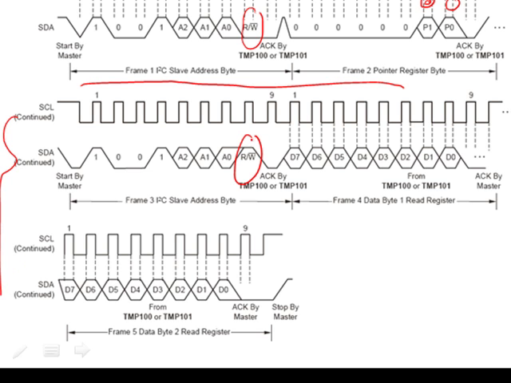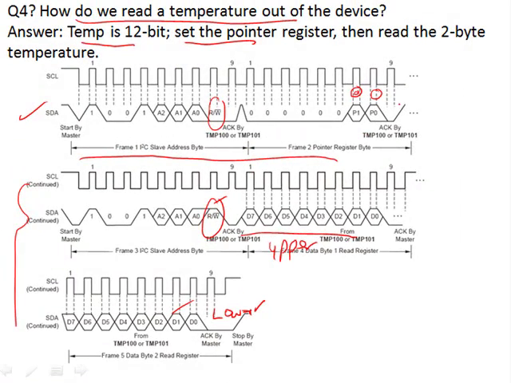Here the read bit is a 1. The first byte that comes back is going to be the upper byte of the temperature. The second byte that comes back is going to be the low byte of the temperature. So it's going to be 2 I2C transactions: a write transaction to set the pointer register, and then a read transaction to read 2 bytes back, which is coming from the temperature register.